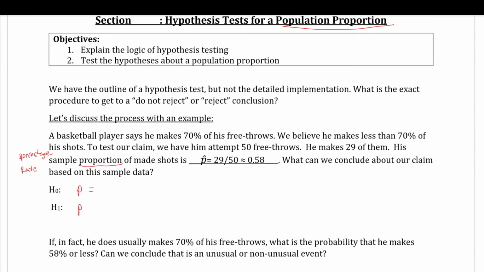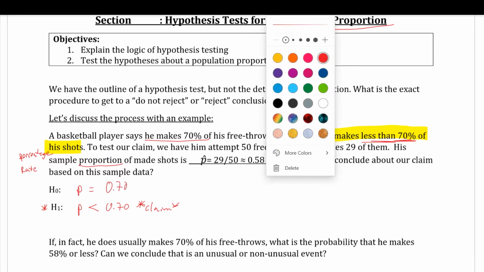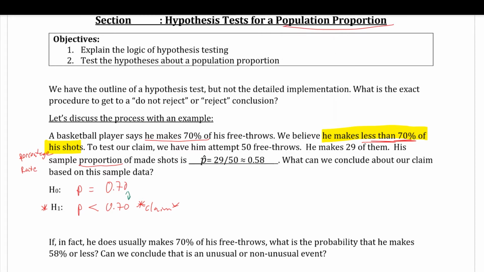Now, we're challenging the status quo, right? So we're saying that we believe he makes less than 70%. He says he makes 70%, and we believe he's making less than 70%. So the claim is that we are challenging the status quo, which means it's the alternative hypothesis, and we say it's less than 70%, so less than 0.7. That is the claim statement. In fact, I'm going to go ahead and highlight that. We believe he makes less than 70% of his shots. Now, the null hypothesis will be that he makes 70% of his shots. These numbers are always going to match, and the equality is always going to be on the null hypothesis.